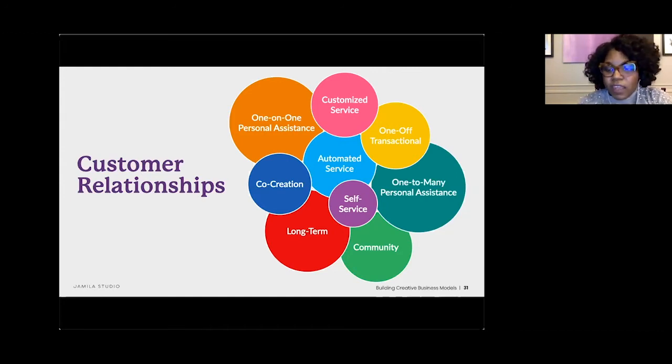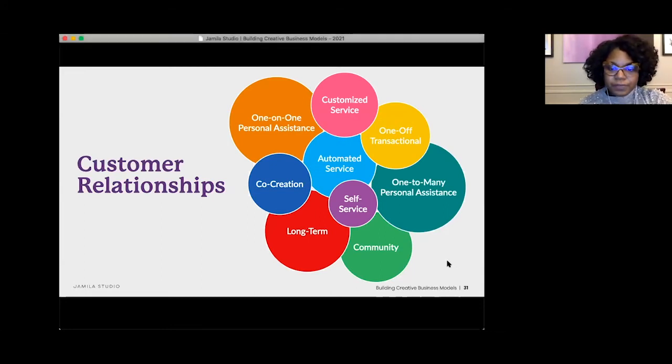It could be one-to-many, where you have a Q&A section on your website where people can look through your Q&A, and that's how they find out answers. Or you could have one customer service rep to many people. It could be a long-term relationship, which is more of a membership, or it can be a community where people pay to be part of something bigger.